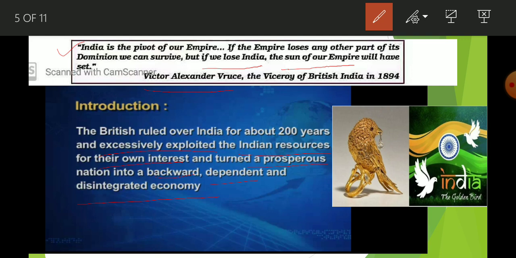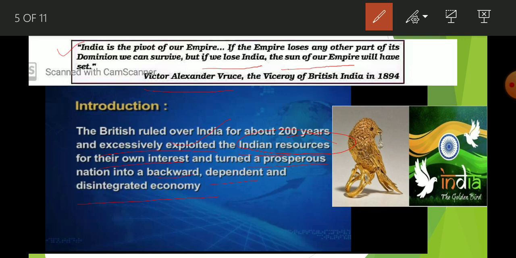So India, which was very prosperous and very self-reliant before the arrival of the Britishers, when they came to India, they ruled here for around 200 years. Then because of their excessive exploitation of natural resources, they used our resources, our land, our trees, our capital, for the prosperity of the British people, not for India.